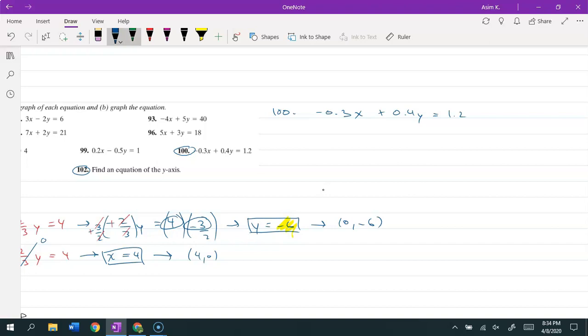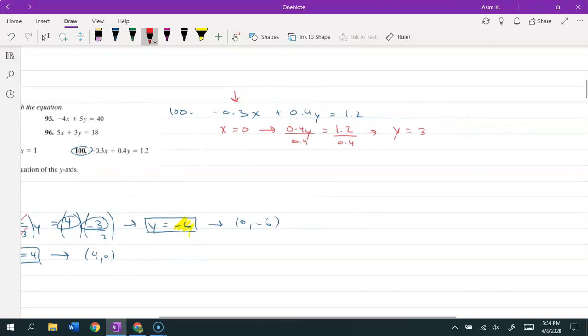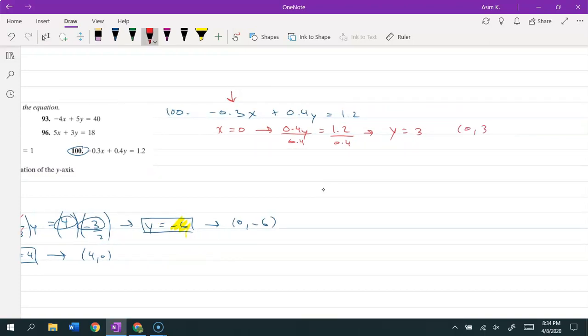And really quickly, just go ahead and turn x is equal to 0. And if x is equal to 0, just turn this whole thing into 0. You end up with 0.4y is equal to 1.2. And if you go ahead and divide on both sides by 0.4, you're going to end up with an answer that says that y is equal to 3. All right? So now we have the y-intercept. The y-intercept is 0, 3. Remember, when you set the x equal to 0, you're solving for the y-intercept. When you set the y equal to 0, you're solving for the x-intercept.